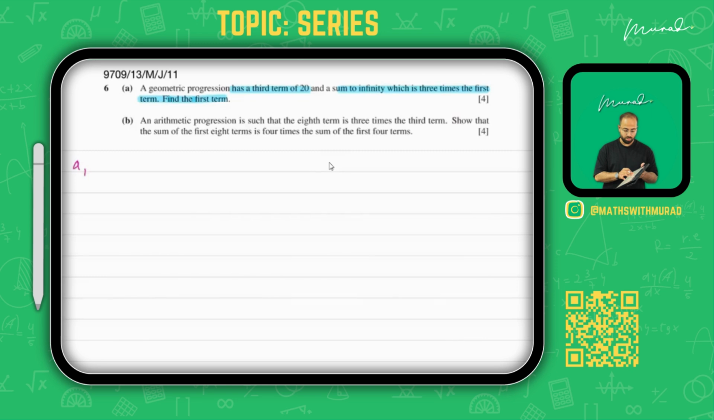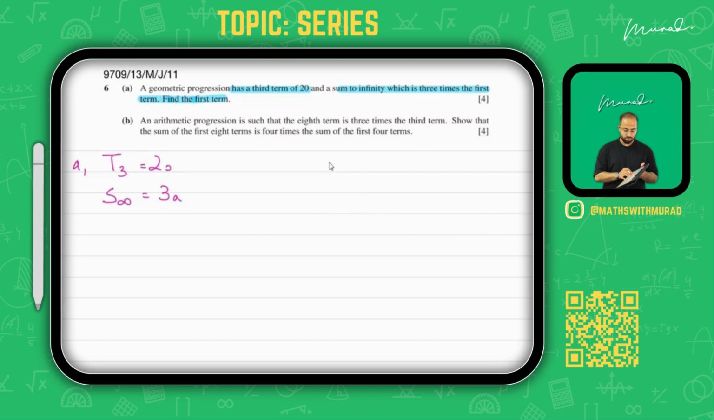Our geometric progression has a third term of 20, so T3 is equal to 20, and they are talking about sum to infinity is 3 times the first term, so this is equal to 3a. So these are the pieces of information which are already given to us. I'm going to use this information to figure out the value. So now they are talking about finding the first term.